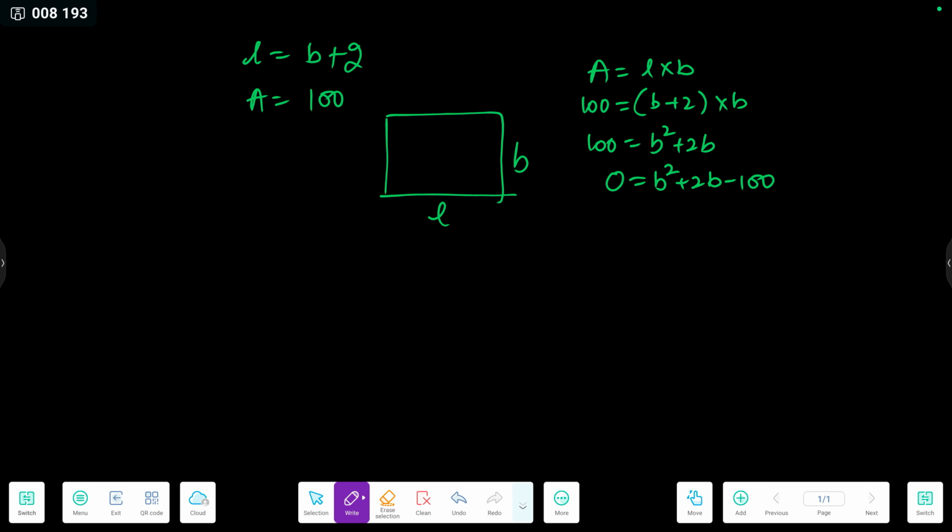Until and unless I find the B value, I can't solve it. Yes or no? Is this a simple equation? No. It is a quadratic equation. Some methods are there to solve or to get the value of B.